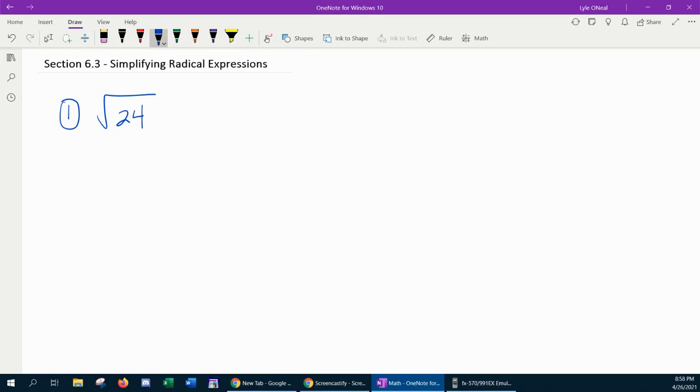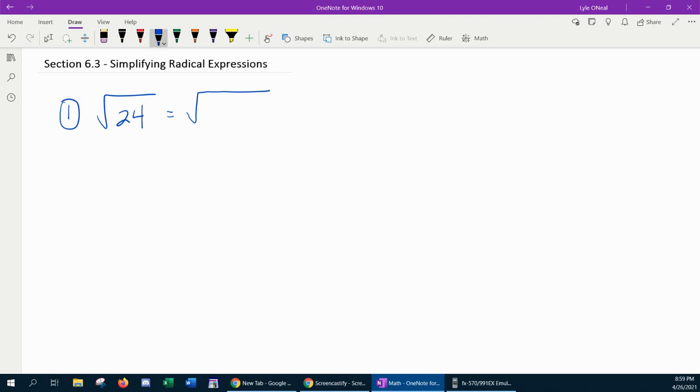Well, the first thing you need to ask yourself is, is it already simplified completely? Or can I break down the 24 into factors where one of them is square rootable? And I'm not sure that's a word, but it sounds good. So here's what I'm talking about. We want numbers that multiply to make 24, one of which is a perfect square. And the reason we want it to be a perfect square, if you remember, the index is understood to be 2 when it's not there, and that implies that you need perfect squares.